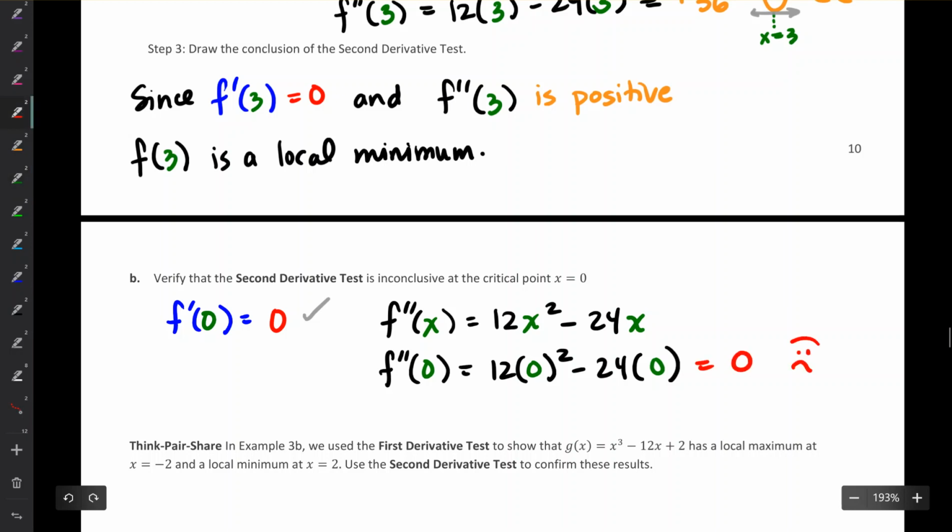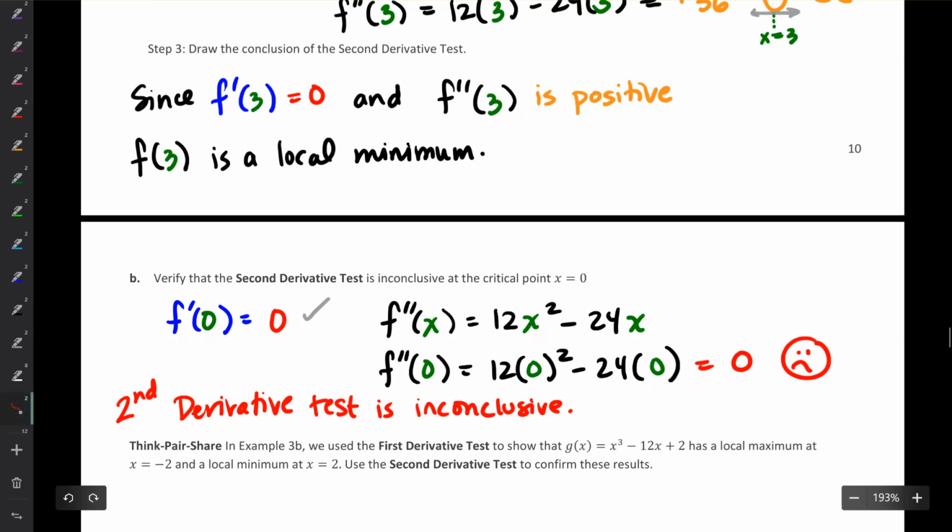This is sad. Second derivative test is inconclusive. We don't know anything. f of 0 could be a local max, a local min, or neither. And so if this were to happen to you, you would then have to go back and do the first derivative test. Let's scroll to that.